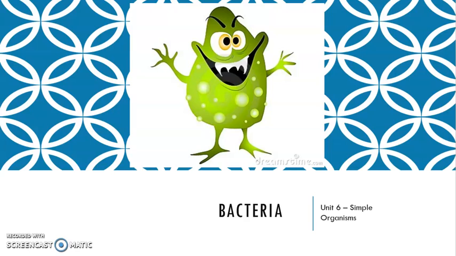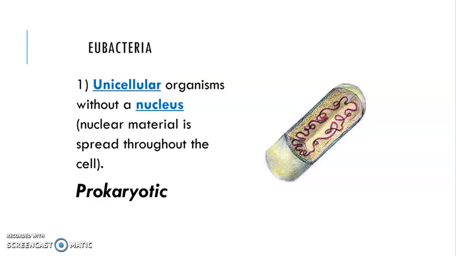All right, let's talk about bacteria. Some things about bacteria that we need to know that are true about all bacteria are that they are unicellular organisms without a nucleus. That means their nuclear material, or their DNA, is spread throughout the whole cell.